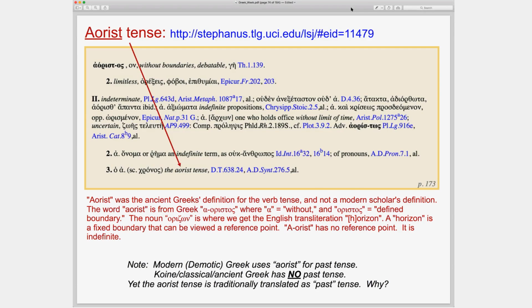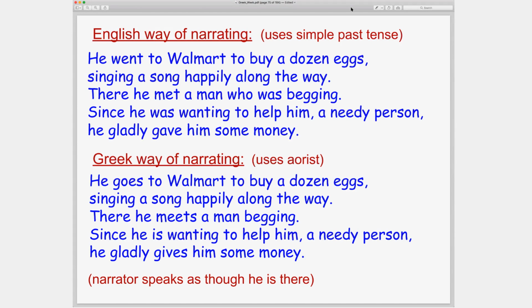Okay, so let me give an example here. It's the same one. So the English way of narrating, again: he went to Walmart to buy a dozen eggs. But the Greek way is: he goes to Walmart to buy a dozen eggs. Then in the English way of narrating, we speak now using the past tense. In the Greek way, the narrator speaks as though he's there in the past. It's the past because he's obviously not there.